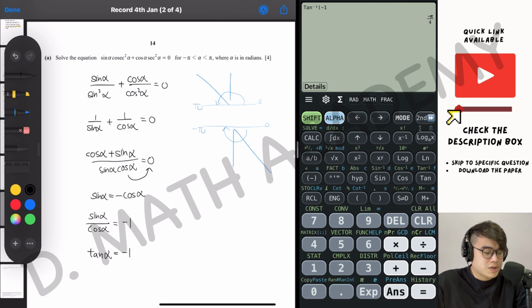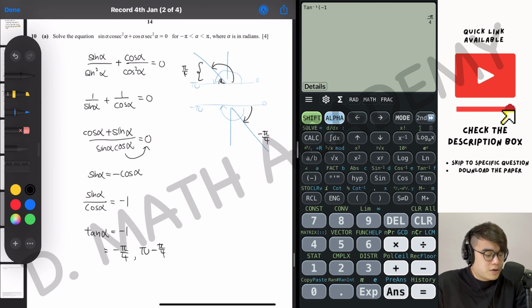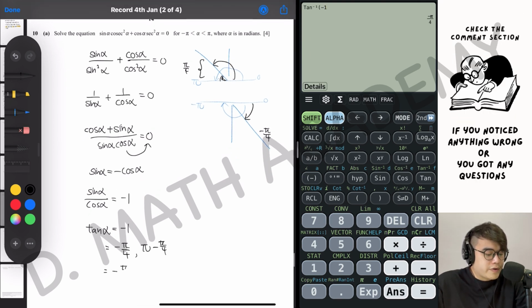You get your first answer as negative pi over 4. I will keep these answers here because we have negative range. So this answer is a valid one. And for us to get to the other side, kindly take note, this gap here is pi over 4. So all you have to do is take pi minus pi over 4. You should get your answer as negative pi over 4 and 3 over 4 pi. So these two should be your final answer.